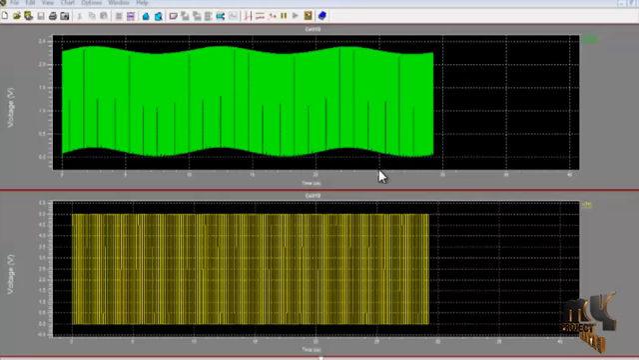This is our output waveform. This is the input digital signal. This is the corresponding analog signal. So the given digital signal is converted according to the process, and the analog signal is obtained as the output.